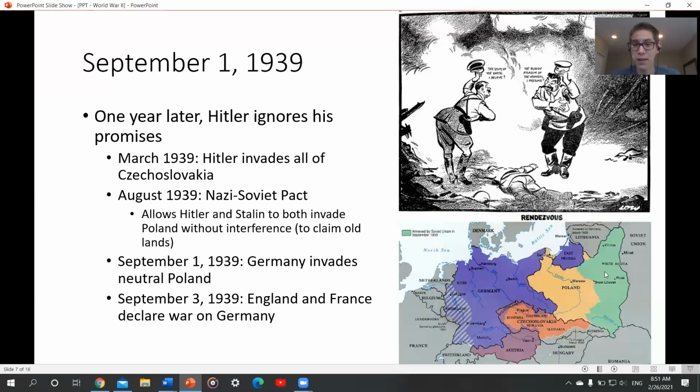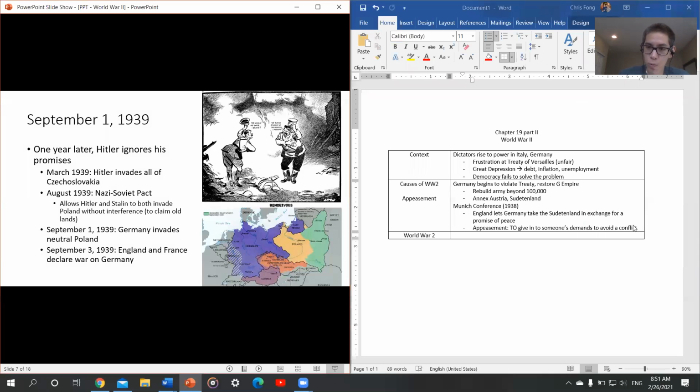It's Poland. And so the Nazi-Soviet Pact allows Hitler to invade Poland without Soviet interference. Hitler finally does that on September 1st, 1939. That's the last straw for England and France. 2 days later, September 3rd, 1939, England and France declare war on Germany.